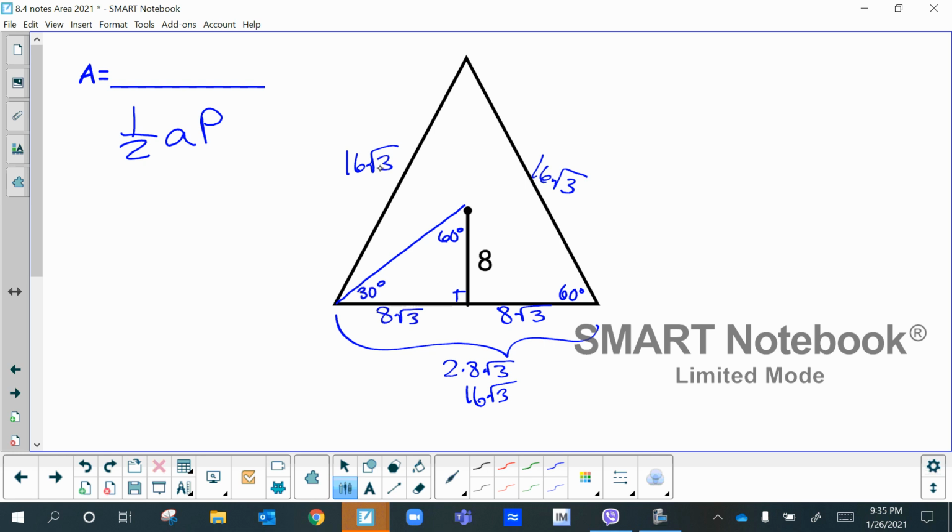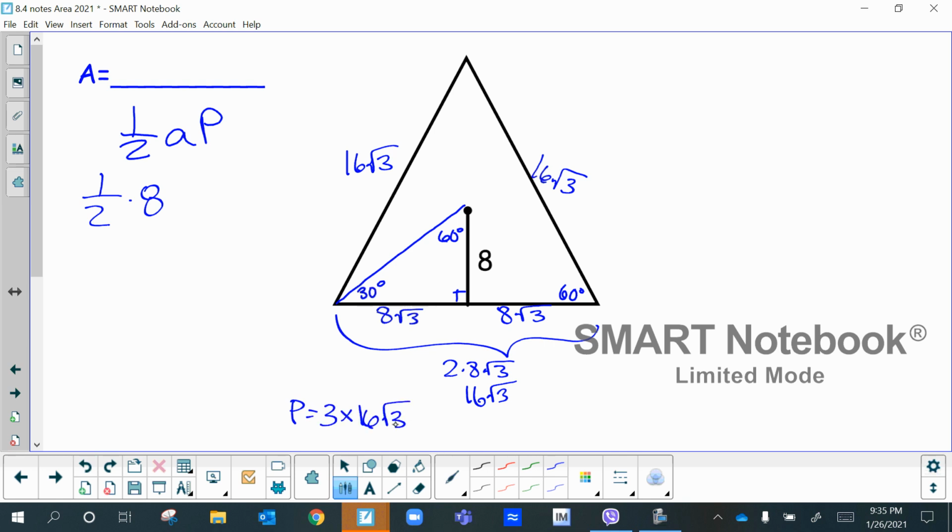Okay, so let's do our formula. 1/2 apothem times perimeter. It's going to be 1/2. The apothem is 8. And then the perimeter is 3 times 16 radical 3.